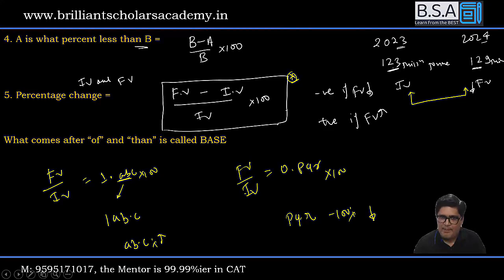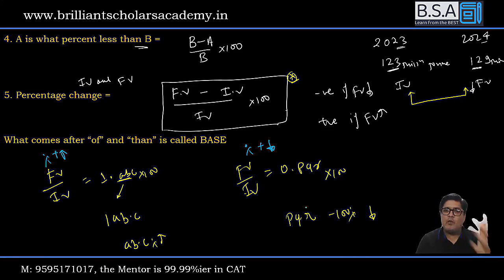I'll use examples. Don't worry, write both. This is the case where there is a percentage increase. This is the case where there is a percentage decrease. I will take enough examples. Don't worry. I'll tell you what all of this means. This will be useful to you in DI as well. In quant, when there are very complicated numbers, you can use this.